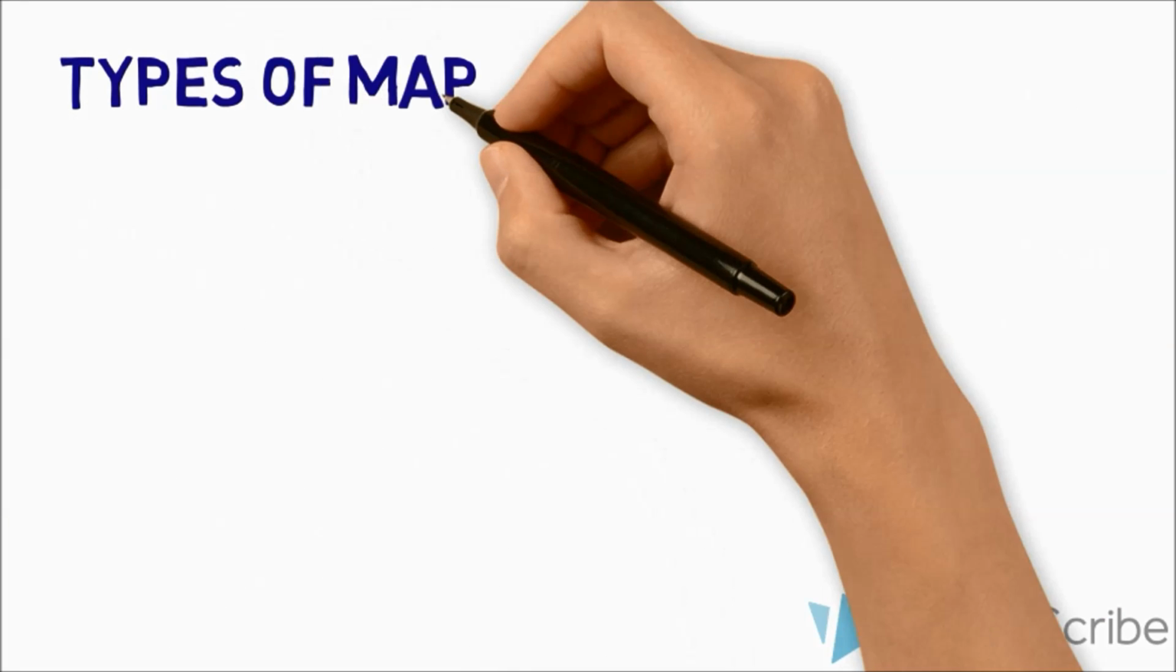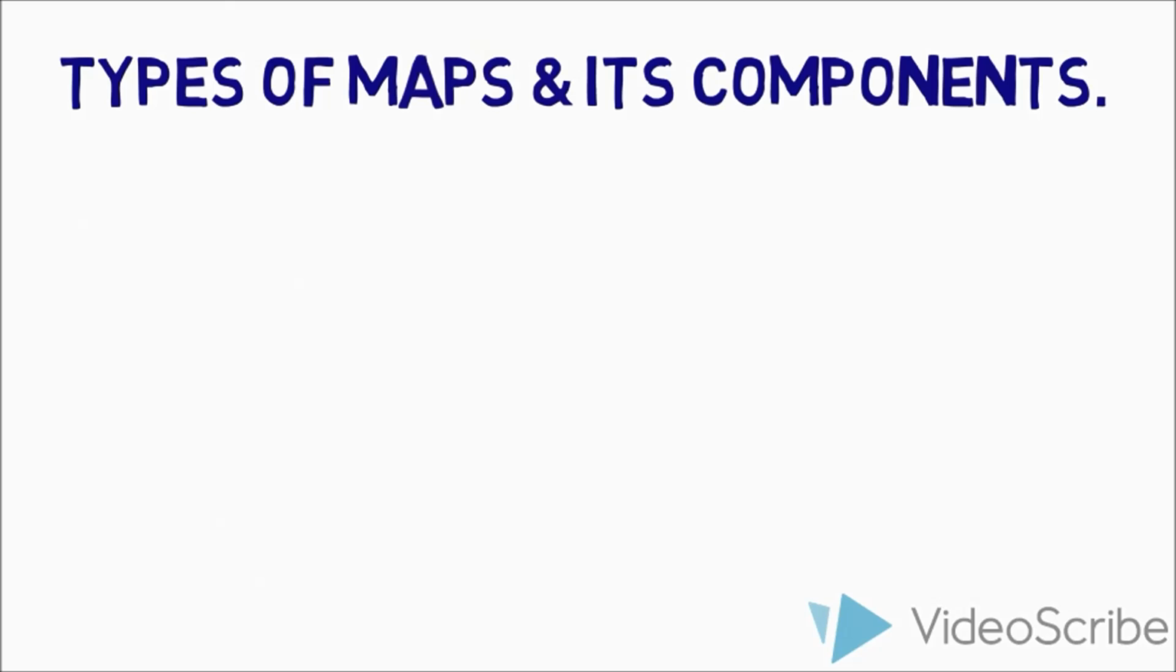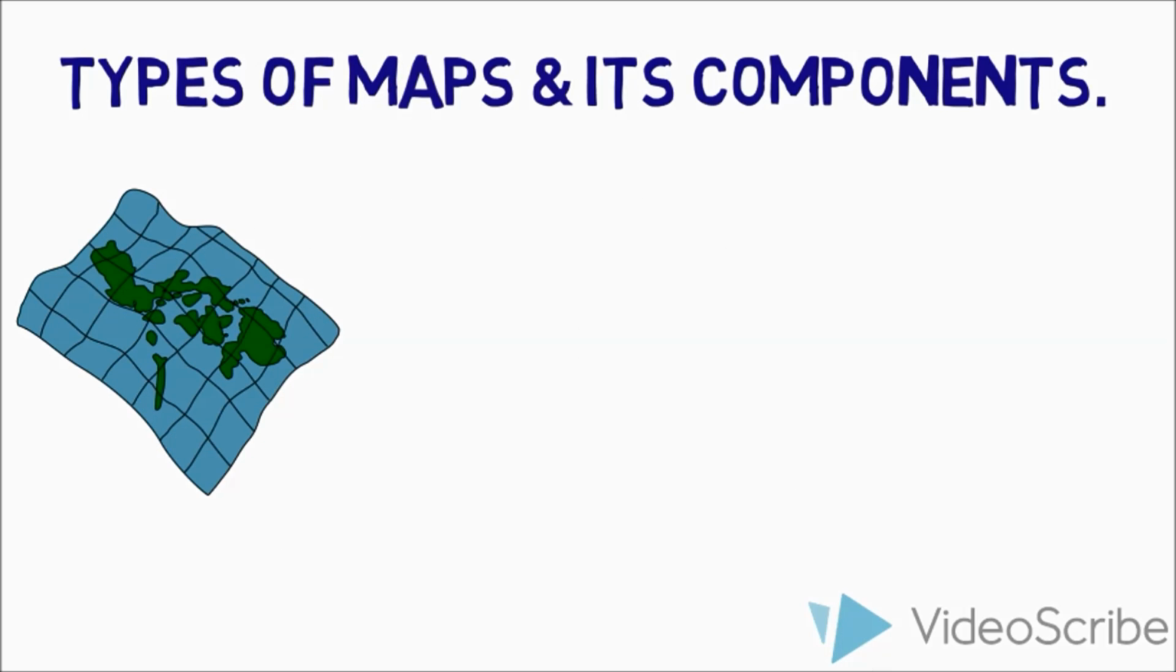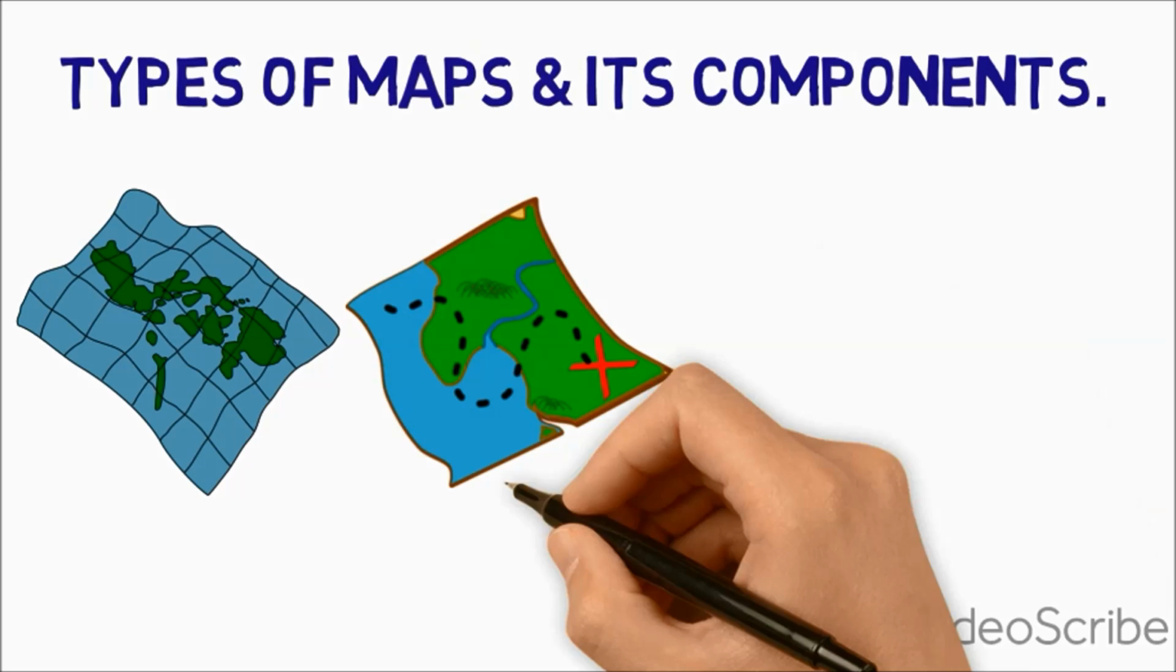Hello everyone, today we will understand types of maps and its components. A map is a representation or a drawing of the Earth's surface, or a part of it, drawn on a flat surface according to a scale. Maps are useful to us for various purposes.